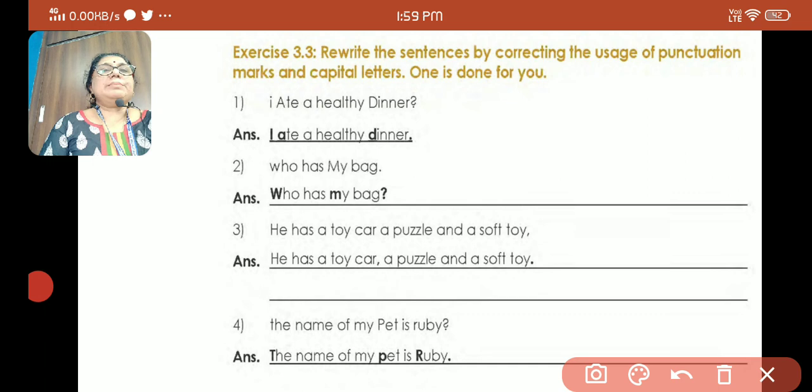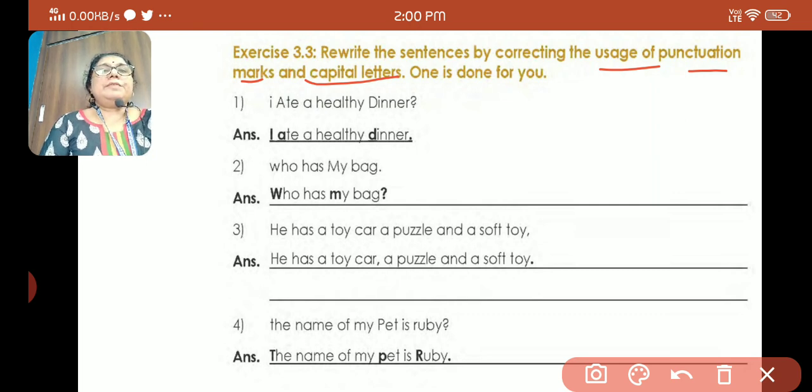Rewrite the sentence by correcting the usage of punctuation marks and capital letters. Where we have to use capital letters, the sentence is written here and there with capital letters used. We don't use capital letters anywhere, no? We have to use them in five different places only. So here they have written some capital letters here and there.